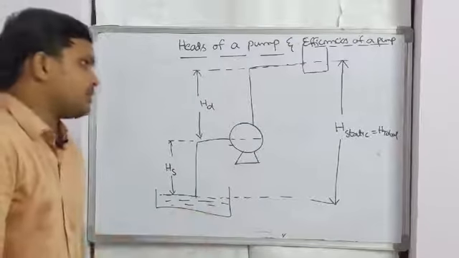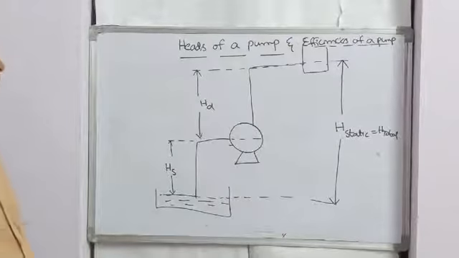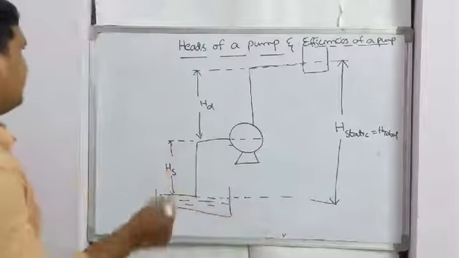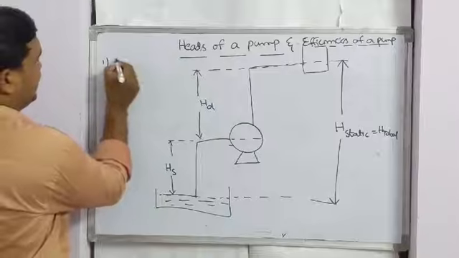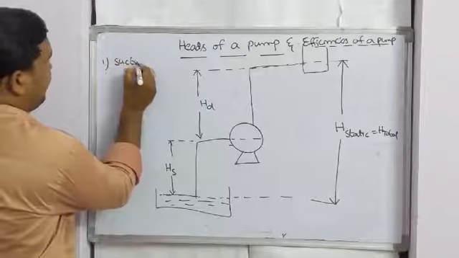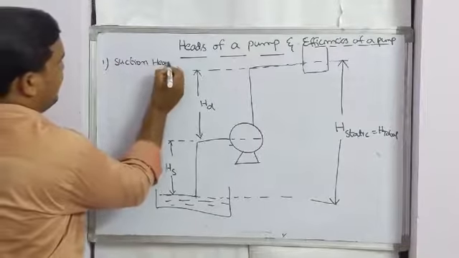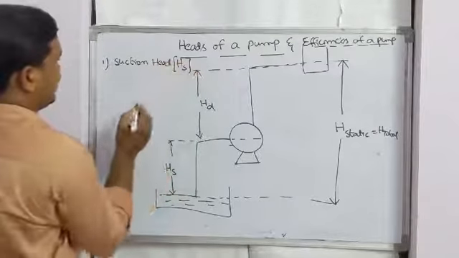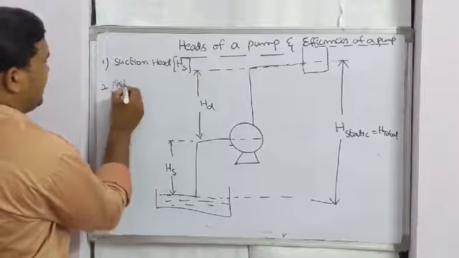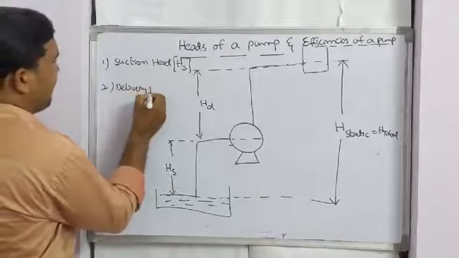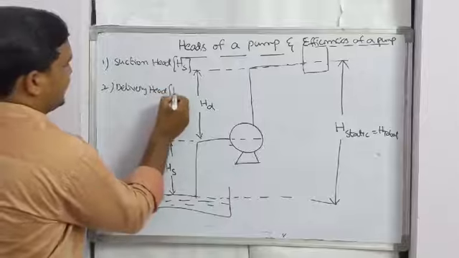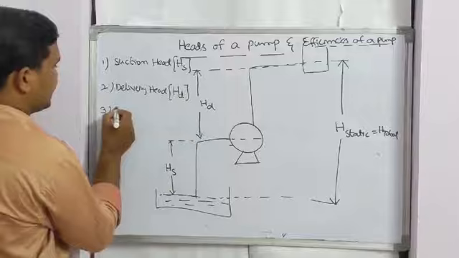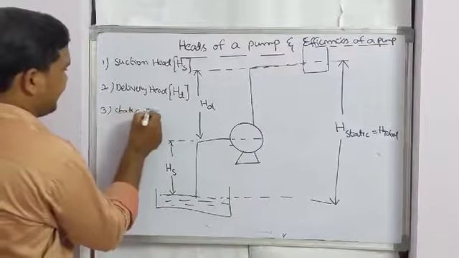There are different types of heads available in the centrifugal pump. The first one is the suction head, then the delivery head, the static head, and the fourth one is the manometric head. The suction head we represent as capital H with suffix small s, s for suction, h for head. The second one is the delivery head, which we represent as capital H with suffix small d, h for head, d for delivery. And the third one is the static head.